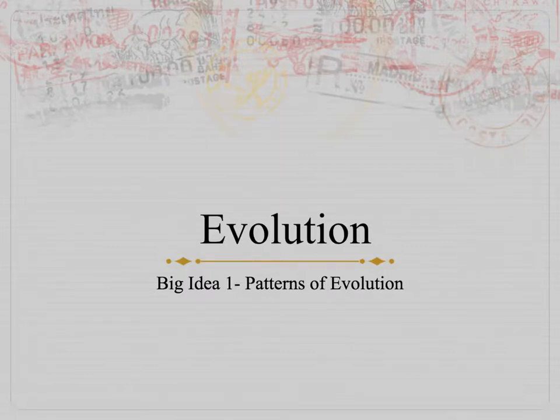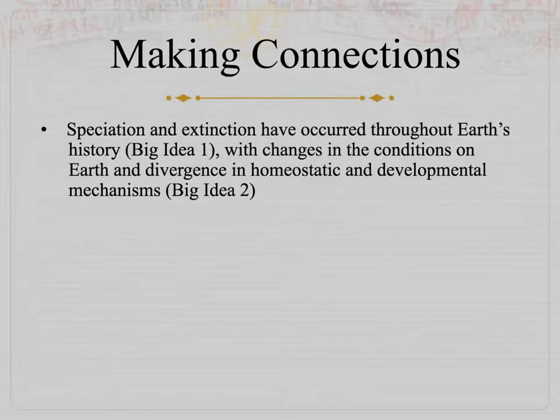This is our last set of notes on evolution, and this is Patterns of Evolution in Early Earth History. So making connections, we have Big Idea 1, which we're still in. Speciation and extinction have occurred throughout Earth's history. And then we have those changing conditions, which are going to change homeostasis and development, which is Big Idea 2.